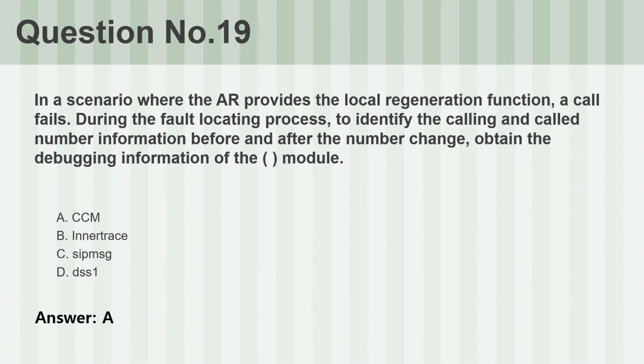Question number 19. In a scenario where the R provides the local regeneration function, a call fails. During the fault locating process, to identify the calling and called number information before and after the number change, obtain the debugging information of the module. A. CCM. B. Intertrace. C. SIPMSG. D. DSS1. Answer, A.